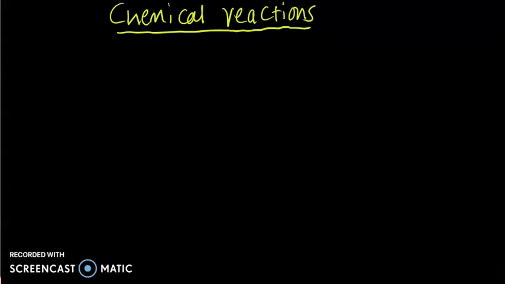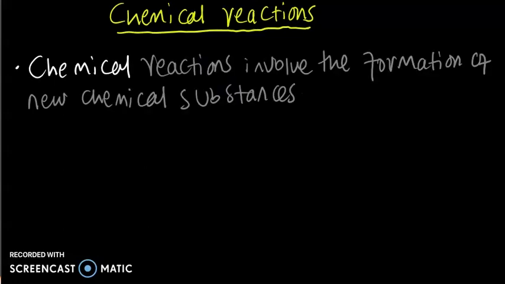So today's class will be focusing on chemical reactions, chemical equations, conservation of mass, and state symbols. To start with, chemical reactions involve the formation of new chemical substances. They also differ from physical changes because during physical changes, what you see occurring is only a change in state. No new substances are being formed. And in a chemical reaction, the atoms present in the reactants are rearranged and joined together to form the products.